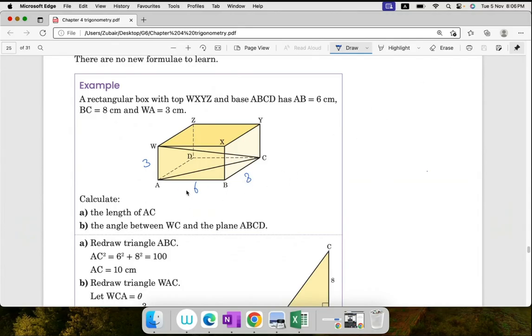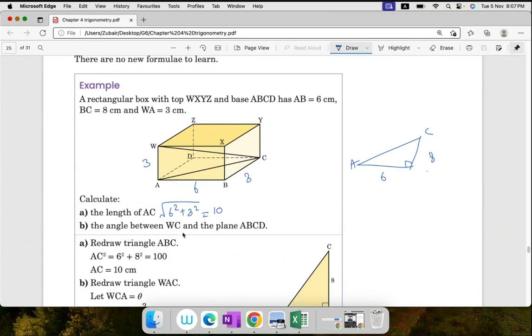You have to visualize. If I just look at AC, I am now looking at AC, AB, and BC. So for me, this is an extracted two-dimensional triangle. So 6, 8, and AC, which is unknown. So we can simply apply Pythagoras theorem. That is the square root of 6 square plus 8 square, and I'll get 10 for this.